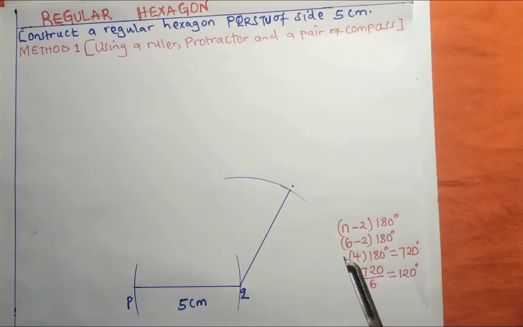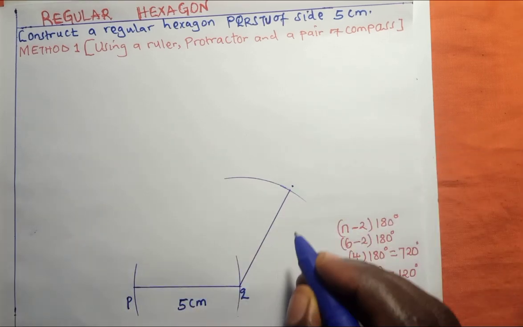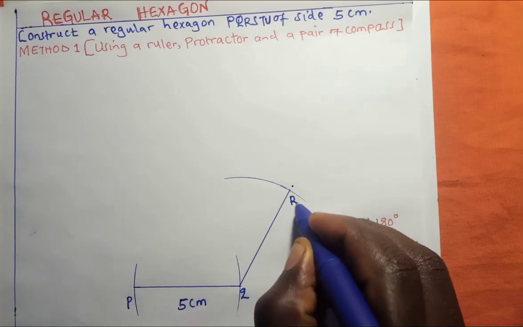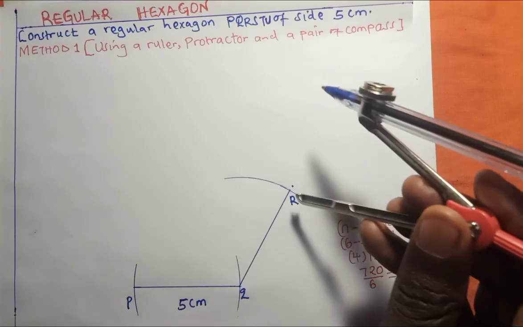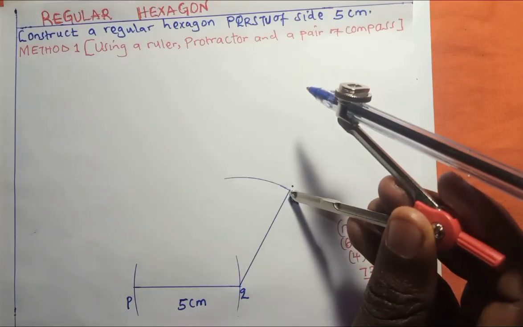Just like this. The length is 5 centimeters. We do the same thing. I will start at this point. This is point R. I will start at point R. Using the same length, I will make another arc.